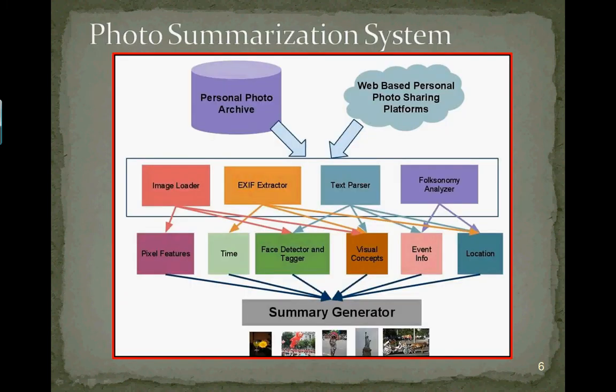The automatic summarization system is shown here. We extract multimodal features from photos that include pixels, time, EXIF, GPS, and text. We also derive 5 different semantic concepts from this data. These are face tags or people names, location names, event type, visual concepts, and temporal concepts. This heterogeneous data and concepts are used in the automatic summarization process.